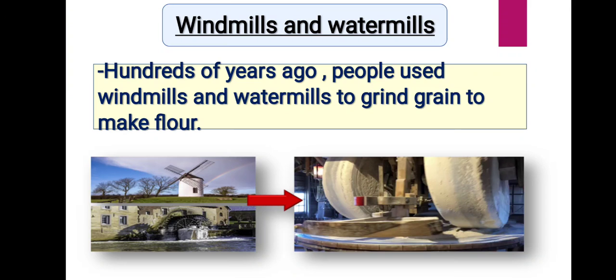Why? To grind the grain, to work like a mixer. The windmills and the watermills, all the people used them to grind the grain and make flour. So the windmills and the watermills from hundreds of years ago were used as a mixer.